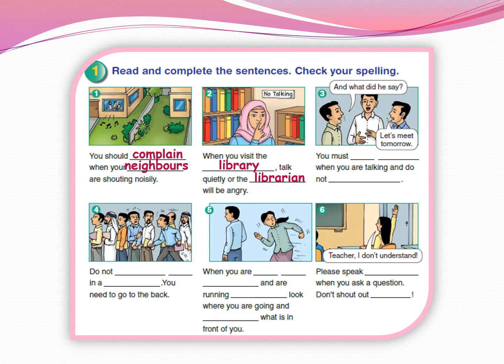Number 3, you must take turns when you are talking and do not interrupt. Let's meet tomorrow. And what did he say? So the man interrupted his friend, so you must take turns when you are talking and do not interrupt others. Very good. Number 4, we can see that it's a queue here. Do not push in a queue. You need to go to the back and take turns.